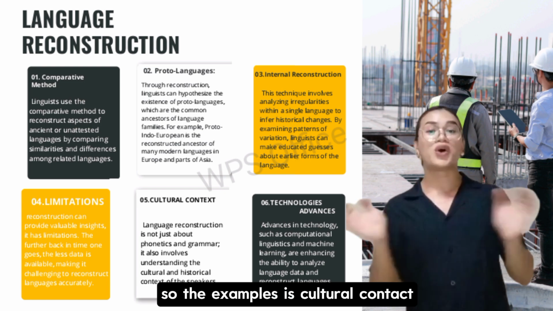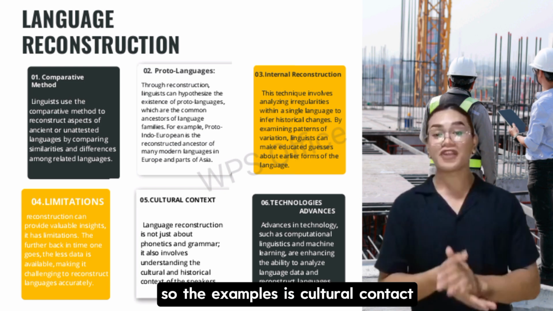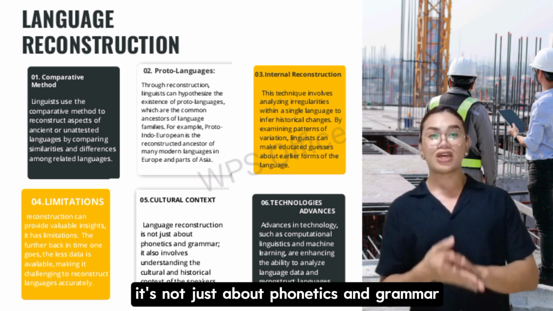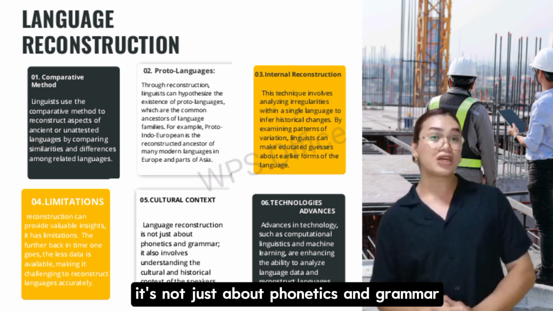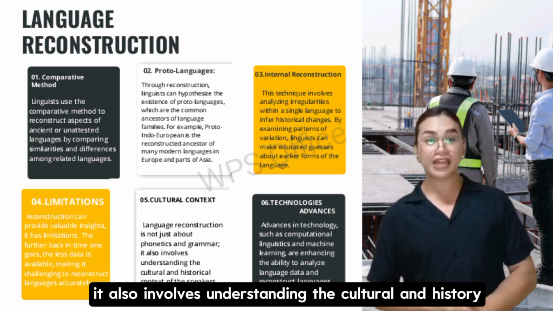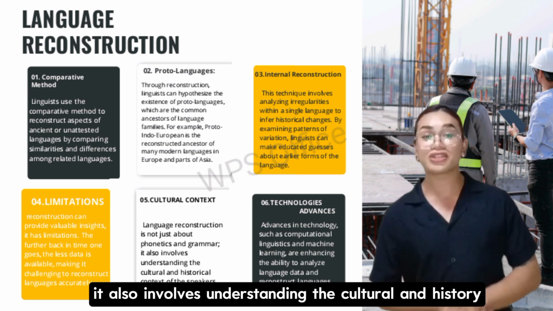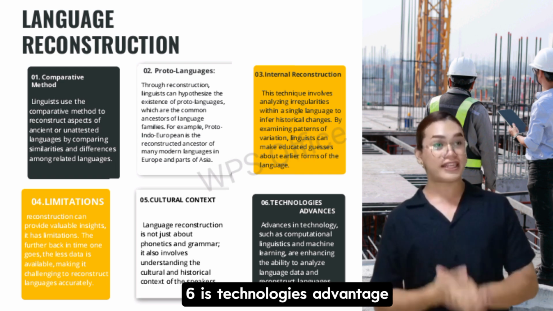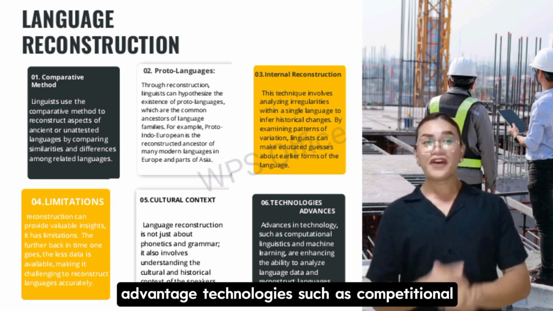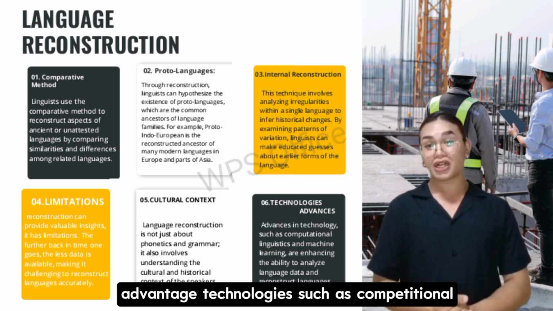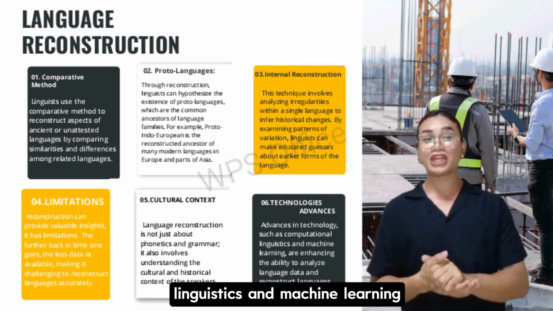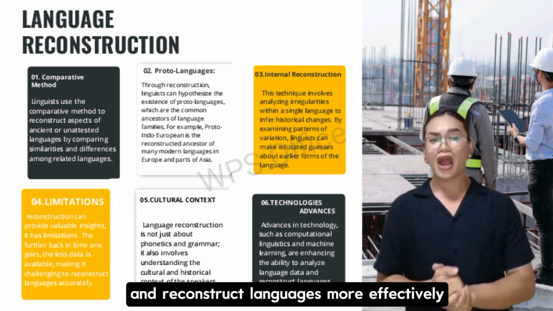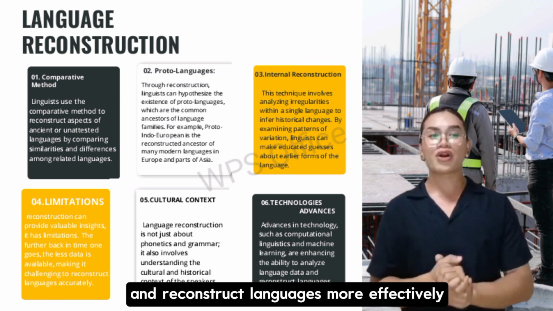speakers. So, the examples, fifth is cultural context. In language reconstruction, it's not just about phonetics and grammar. It also involves understanding the cultural and historical context of the speakers. Sixth is technological advances. Advances in technologies such as computational linguistics and machine learning are enhancing the ability to analyze language data and reconstruct languages more effectively.